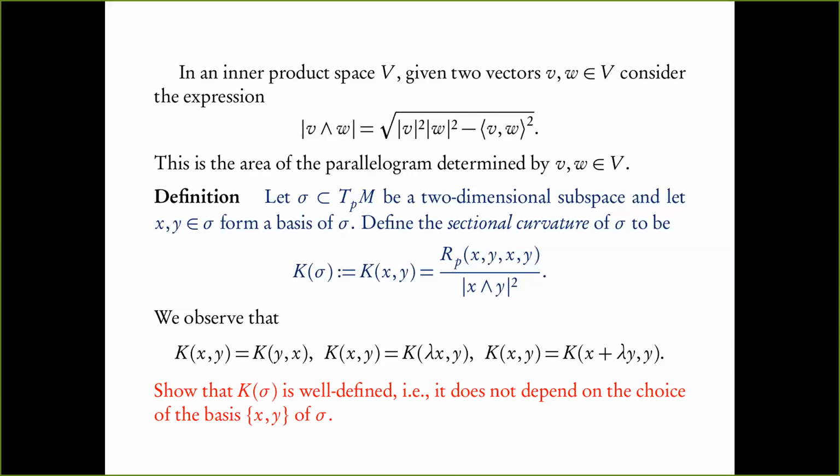And the reason being, if you choose any other basis x prime and y prime, you can express x prime as a combination of x and y, and y prime as a combination of x and y, and then simply use a combination of these three properties to conclude that K of x prime y prime is K of x y. Okay?